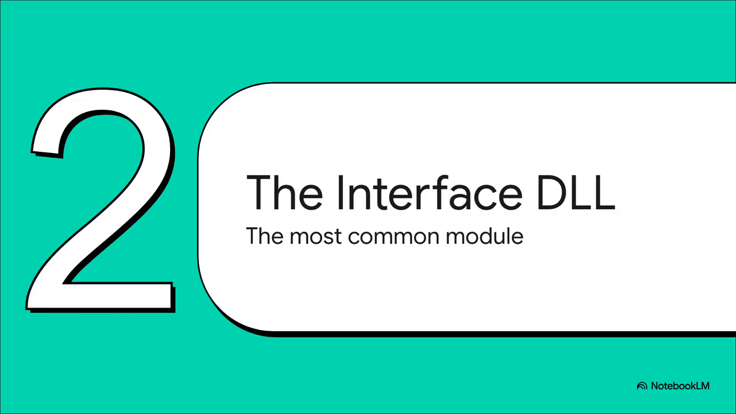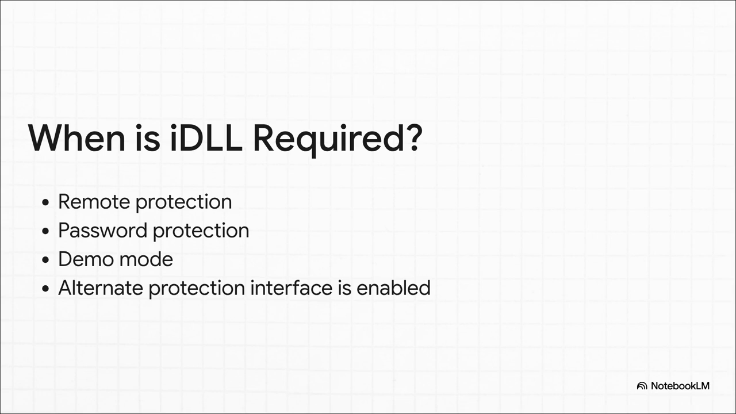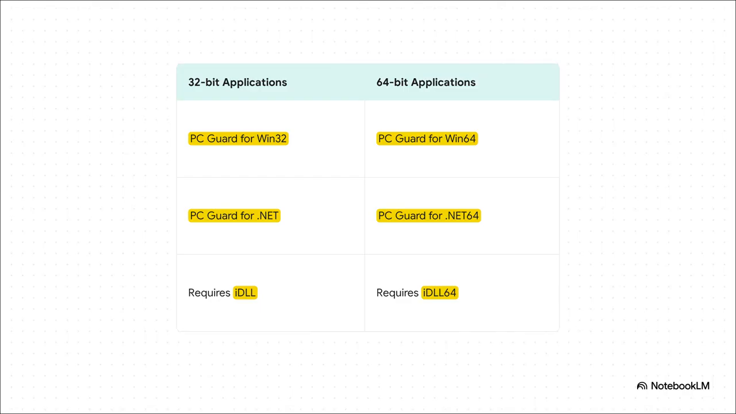All right, let's dive into the most common one you're going to run into, the Interface DLL. Basically, this little file holds all the default UI stuff, the dialog boxes and prompts that PC Guard might need to show your users. But here's the thing, you don't always need it. So when is it required? Well, if you've turned on remote protection, password protection, demo mode, or if you've enabled the alternate protection interface, then yep, you've got to ship this DLL. And hey, good news, PC Guard is pretty good about telling you this in the protection report, so keep an eye out for that.